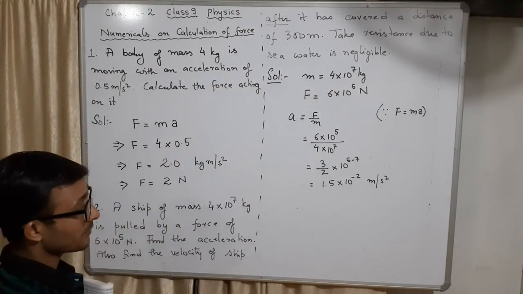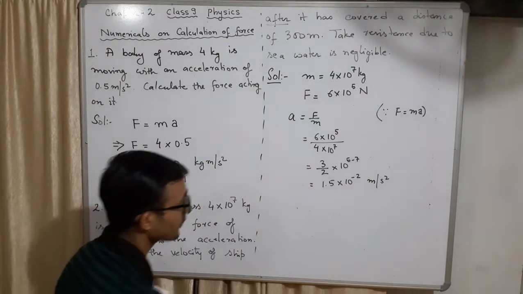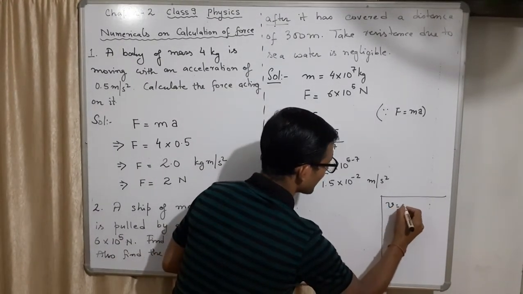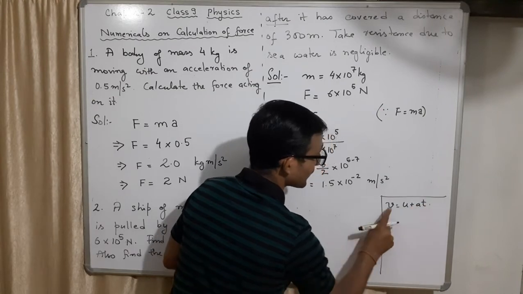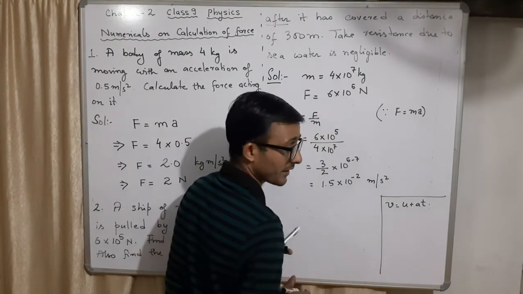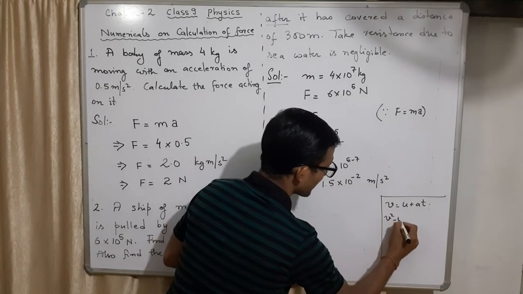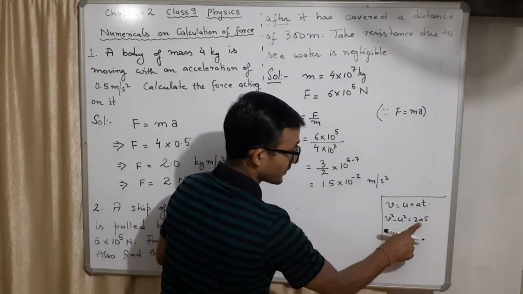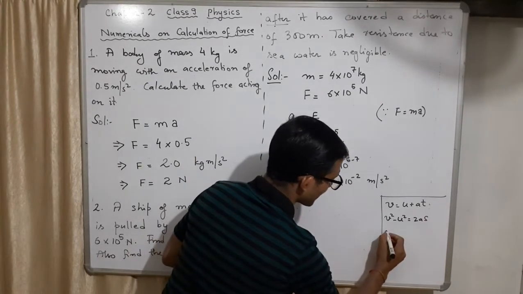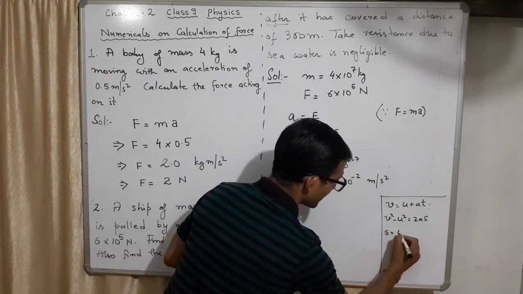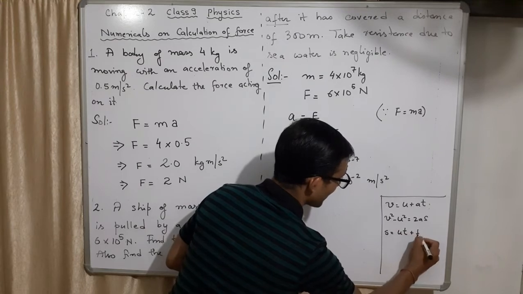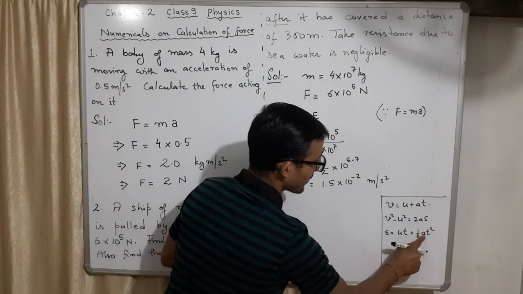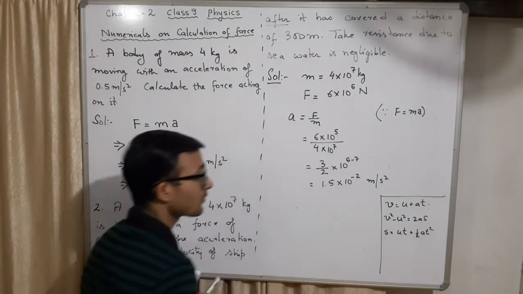We'll go to the first chapter where we had some formula. On the rough side I'll write it here. Those formula we had: v is equal to u plus at, final velocity, initial velocity, acceleration and time. v square minus u square equal to 2as, final velocity, initial velocity, acceleration and distance. And one more, s equal to ut plus half at square: distance, initial velocity, time, acceleration, time. So these were the formula we already studied.